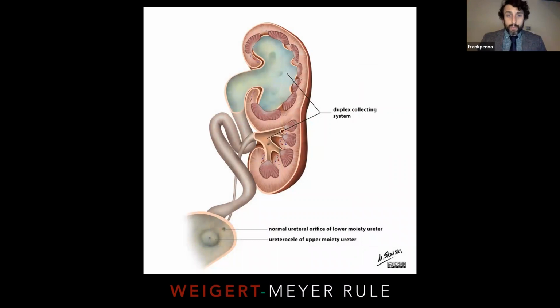This is the Weigert-Meyer rule. Essentially, in a case where you have a duplicated collecting system, the upper pole typically inserts inferior and medial, meaning more inferior and more medial. So think of an ectopic ureter to the bladder neck, for example, which can be obstructed.